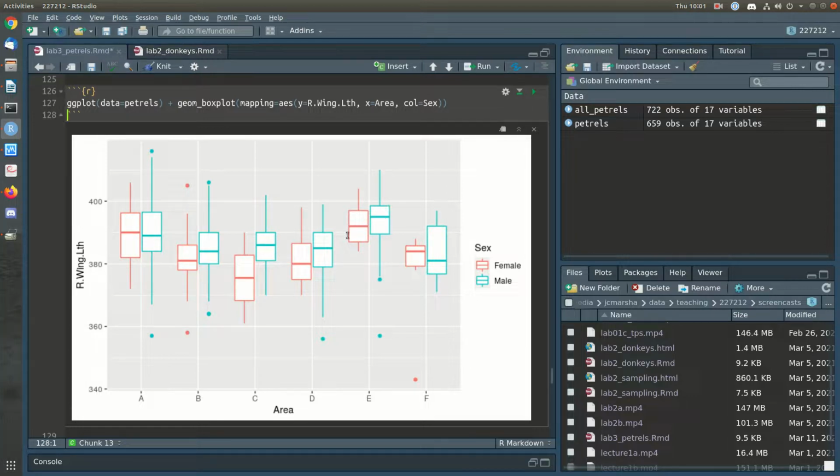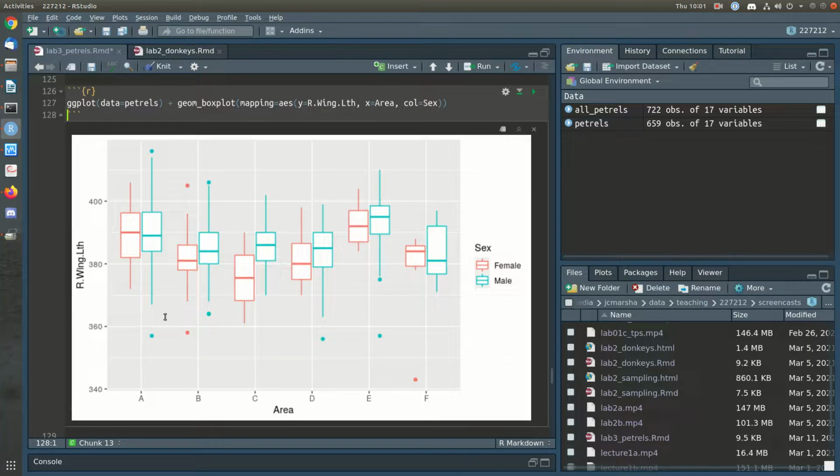Okay, so the effect of area E being bigger is not due to sex, because within the males they're bigger and within the females they're bigger, so regardless of sex, they're bigger. Okay, so it's not due to the differential proportions.